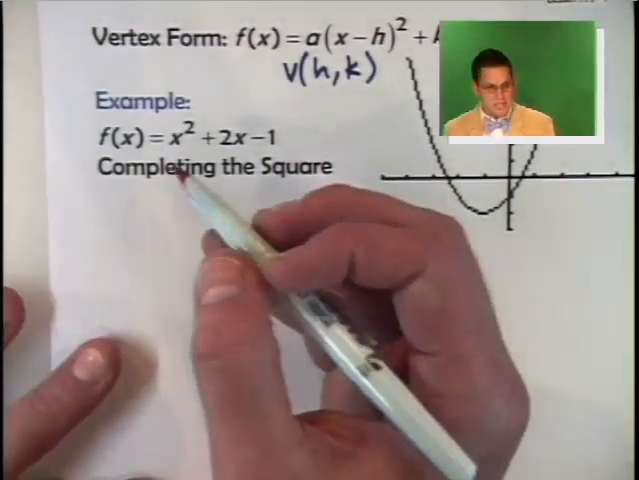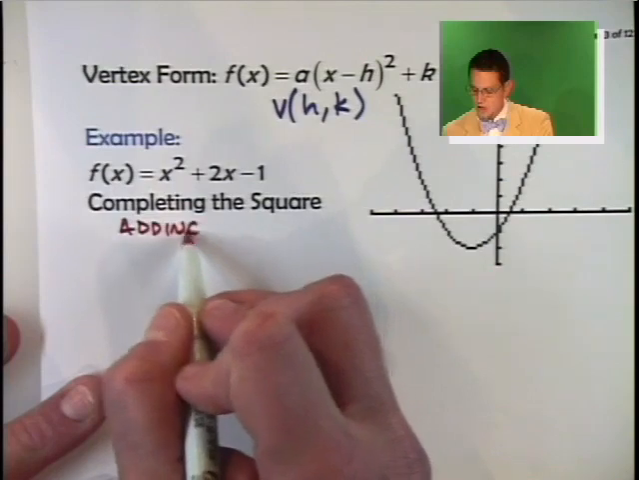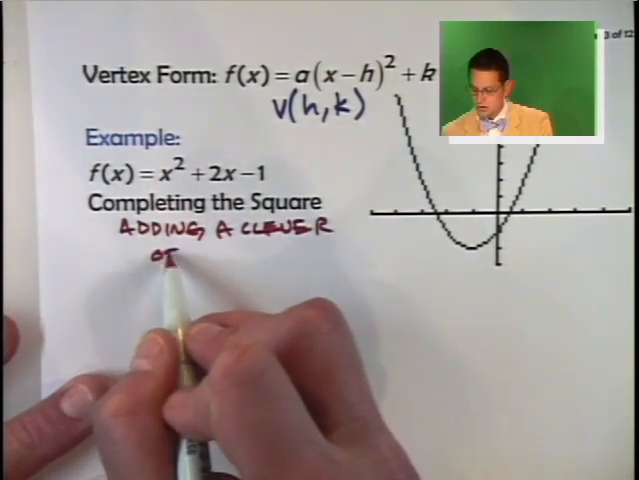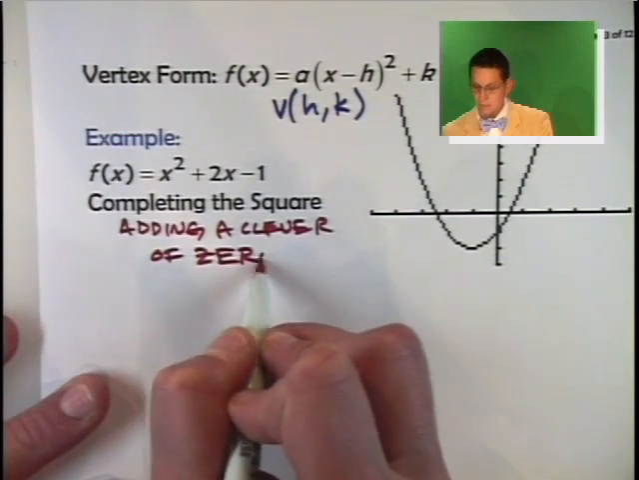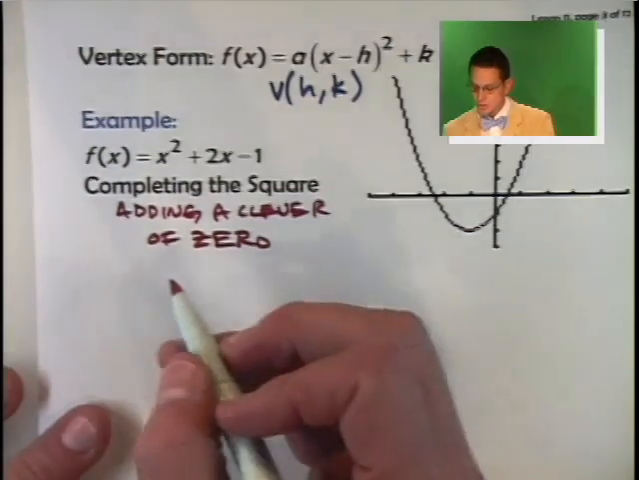Completing the square is basically a nice mathematical principle of adding a clever form of 0. You can really multiply by a clever form of 1 and add a clever form of 0 without changing the value of an expression or an equation. And so that's what we're going to do. Now, the word clever means that there's going to be something to it. We can't just add 5 and take away 5. Okay? So here's what we do.